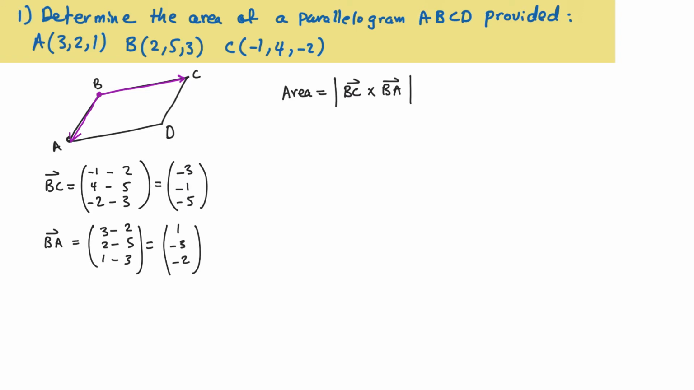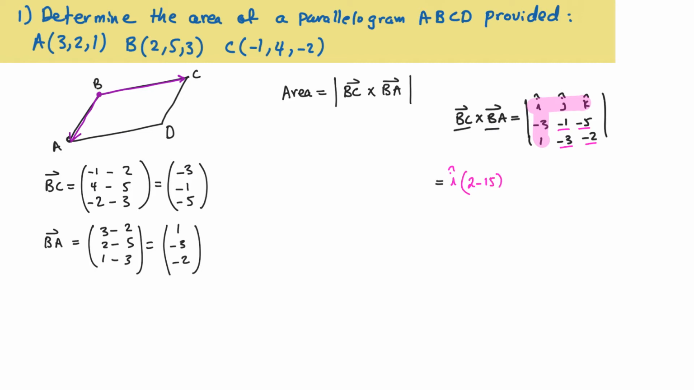Okay, so now we need to figure out the cross product of BC and BA first, and then once we have that, we can find the magnitude. To do this, we're going to need i, j, and k, the unit vectors in the x, y, and z components. Vector BC's components are -3, -1, and -5, and for BA we have 1, -3, and -2. To get the cross product, we cross out the top row and the column that has i, and then we multiply these two together, -1 times -2, that's +2, and subtract -5 times -3, which is 15.